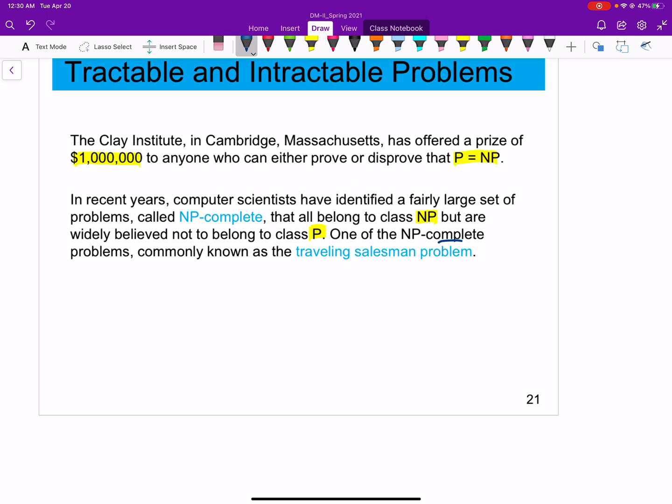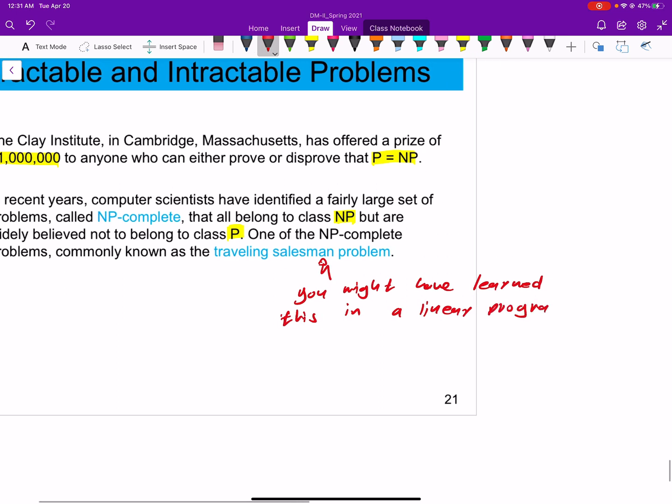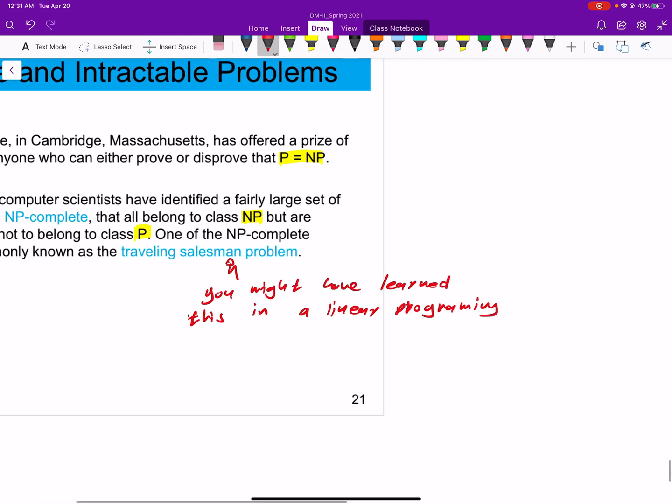All right, you might have learned this problem earlier. Normally, this problem is introduced in a linear programming class, maybe an optimization class. I'm sorry, not linear algebra, what I want to say is linear programming class. All right. So if you haven't learned that, that's all right.